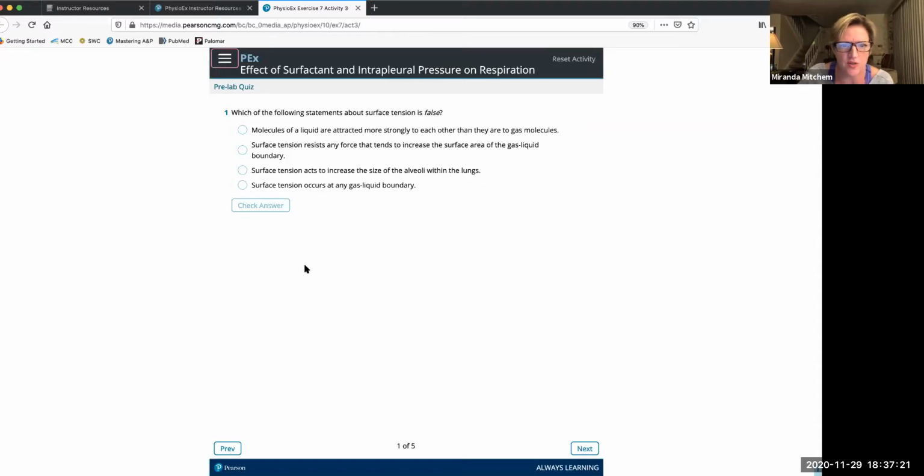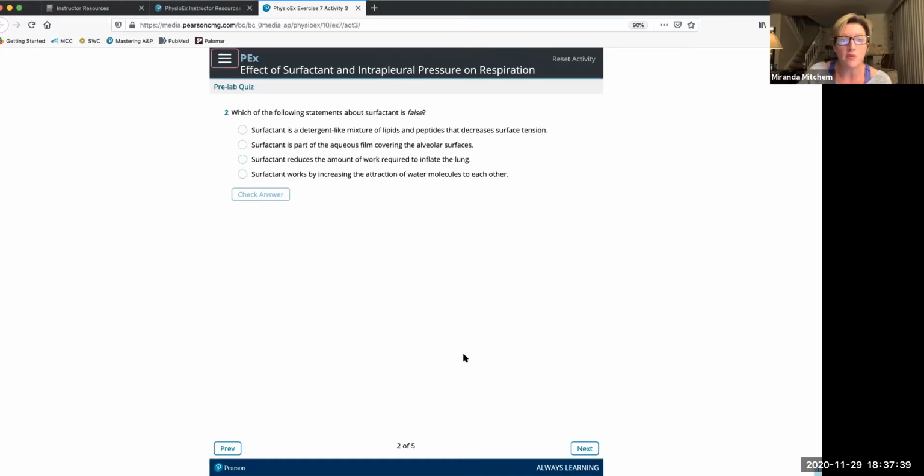Surface tension occurs at any gas-liquid boundary. That is true. So it is choice C that is false. Surface tension would not have anything to do with the increase in the size of the alveoli.